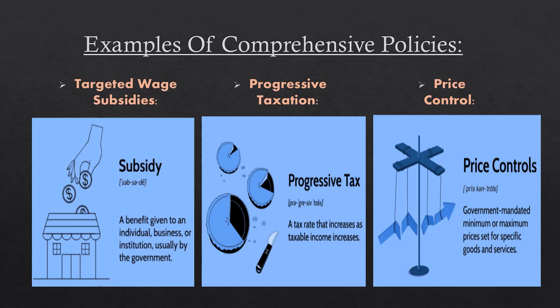directly helping low income families afford basic necessities during inflation. Then we can also implement price control. Temporary price controls on essential goods can provide immediate relief during periods of high inflation, but these need to be carefully implemented to avoid shortages.